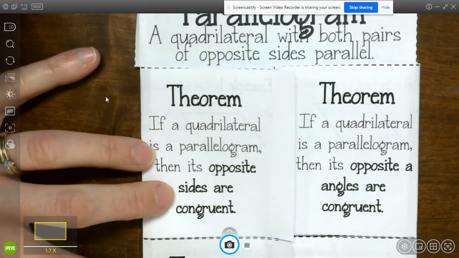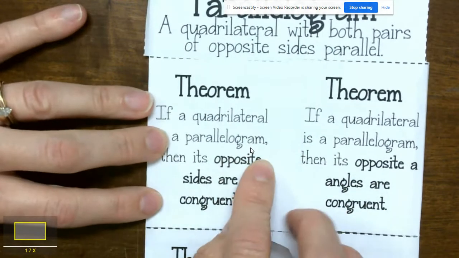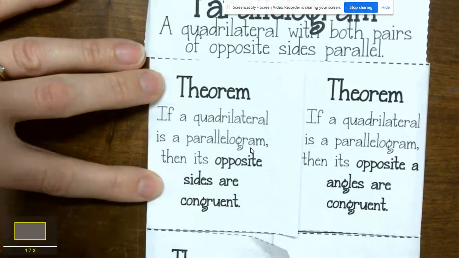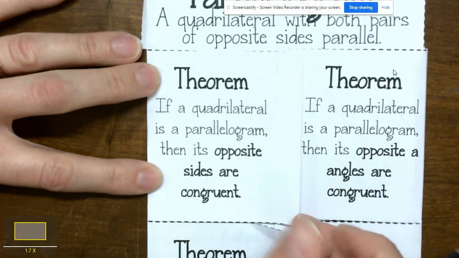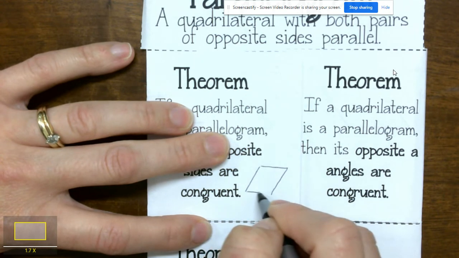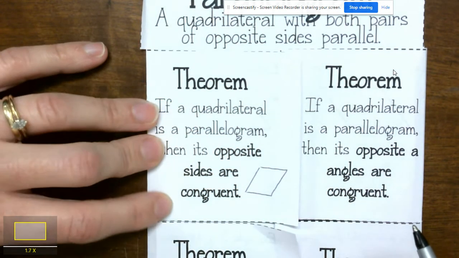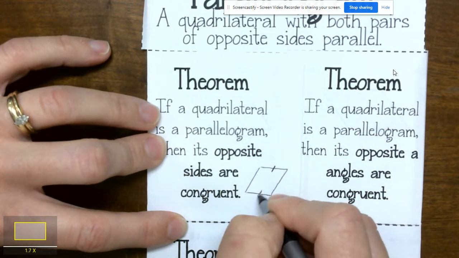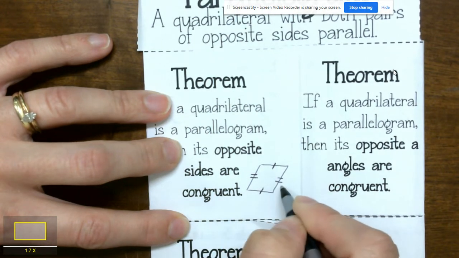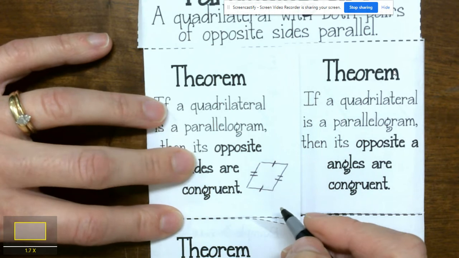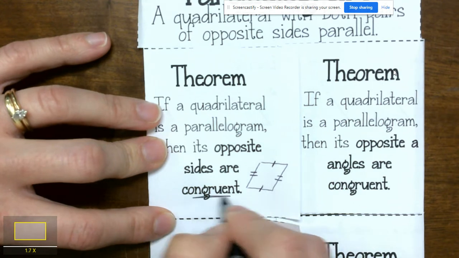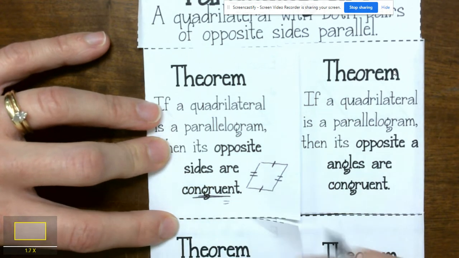Okay. All right. So the first theorem we're going to look at today is if a quadrilateral is a parallelogram, then its opposite sides are congruent. Okay, so that means if we have a parallelogram like this, what this theorem says is that this side is congruent to this side, and this side is congruent to this side. Now, those lines that I'm drawing there is what represents something being congruent. That means the same or equal. Okay, so this word congruent right here, that means equal to each other. All right, that means they're equal.